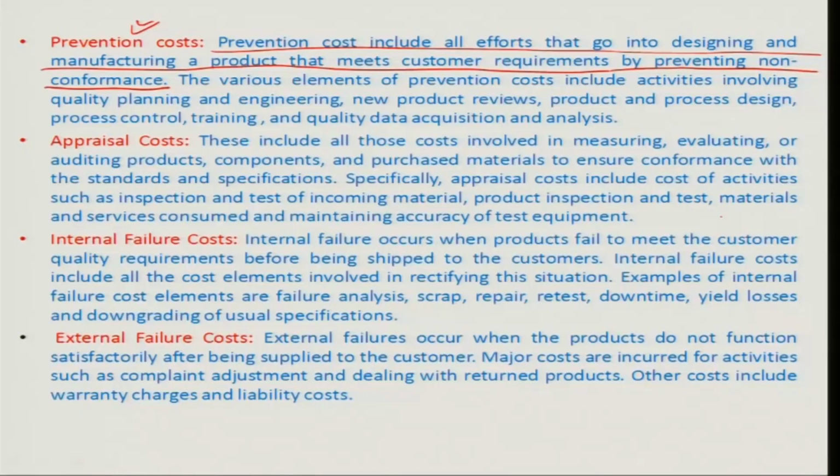Okay, so there are various elements of prevention costs, which includes activities involving, let's say, quality planning and engineering. In all organizations there is a quality systems department or a quality engineering department which actually does process audits, which does product audits, all those different things to ensure at every level that there is no non-conformance. So this has to be part of the design of the organization. You have to put these components, which are additional costs which you are trying to impose, which will rather prevent the non-conformance to standards or specifications.